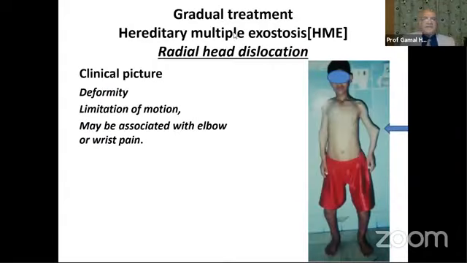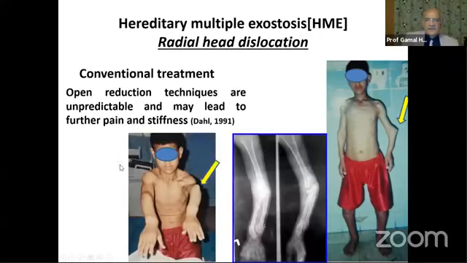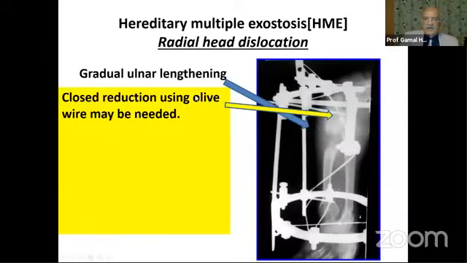An example of the gradual treatment. You have, in cases of hereditary multiple exostosis, radial head dislocation, such a patient. You have deformity, limitation of motion. So the conventional treatment in such neglected cases is to excise the head of the radius, and the results of excision of the radial head in such cases are quite unpredictable and may lead to further pain and stiffness. See the deformity. What we do is gradual ulnar lengthening.